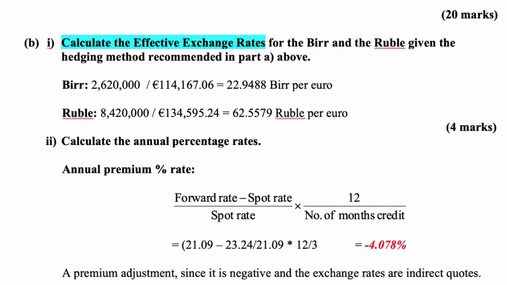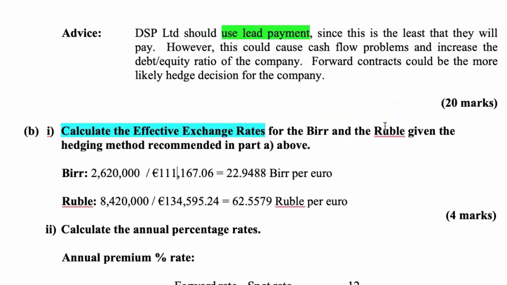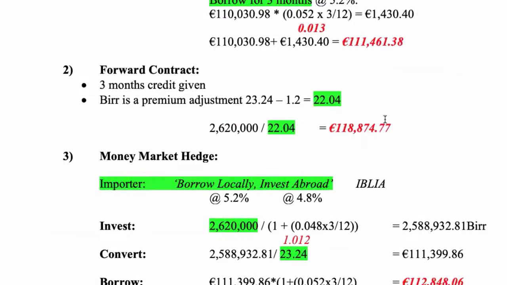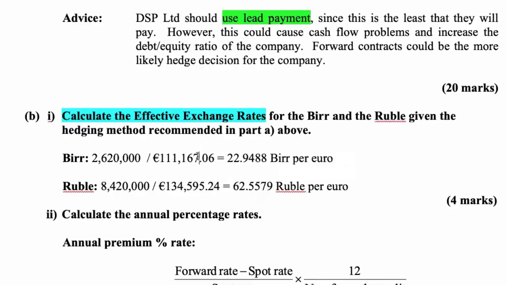So it was 111. I'm making that change here because there was an error. So it was 111,46138, divided into the amount here. So this is what we found as our chosen hedging method with the lead payment. We're getting a rate of 23,505.5059 rounded. So that's what we have as our effective rate.